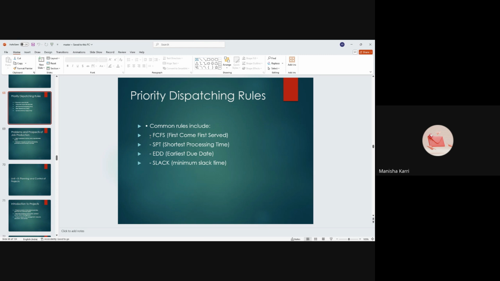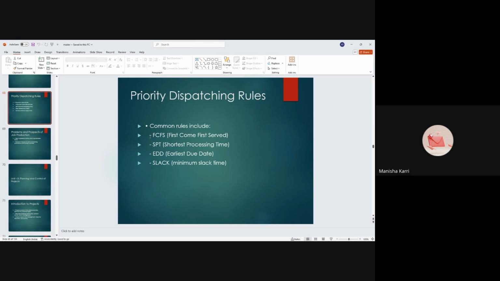And coming to the third one, EDD, earliest due date. It means here, the jobs will be prioritized based on their due dates, with the job having the earliest due date processed first. The main advantage in EDD is it helps minimize the maximum lateness of the jobs, and it is ideal when meeting due dates is critical. The disadvantage here is it may not minimize the total processing time or waiting time for other jobs.